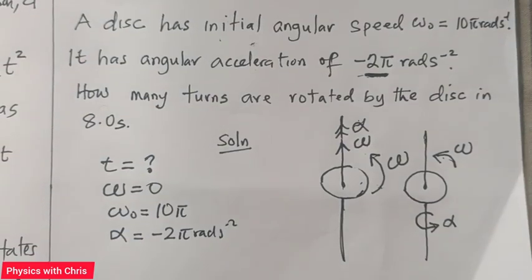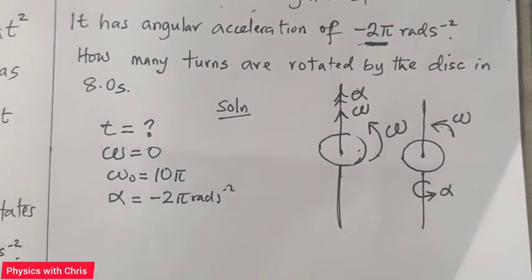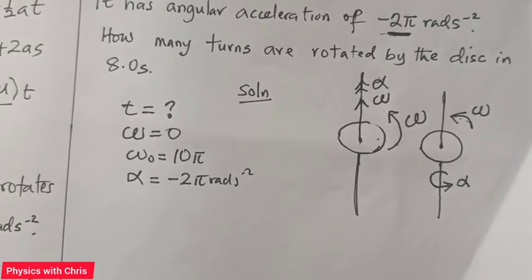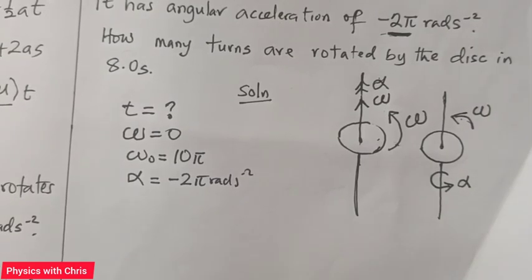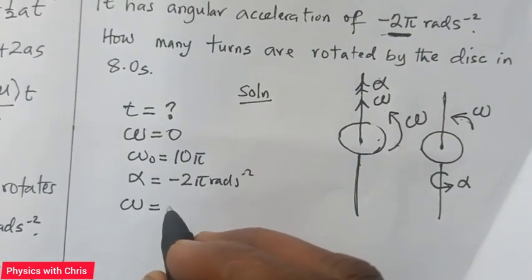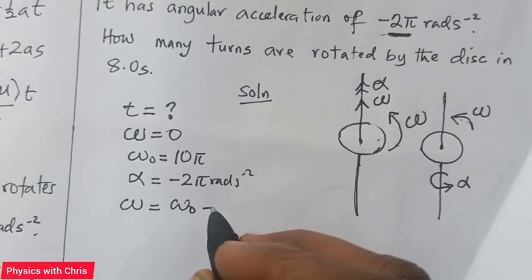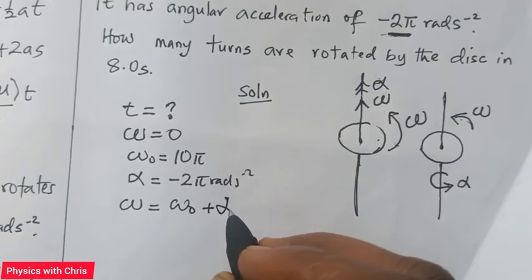So we look for one of the equations that has all these parameters stated in this question, the facts provided about the question. I think we'll go with the first equation, omega equals omega naught plus or minus this angular acceleration times t.